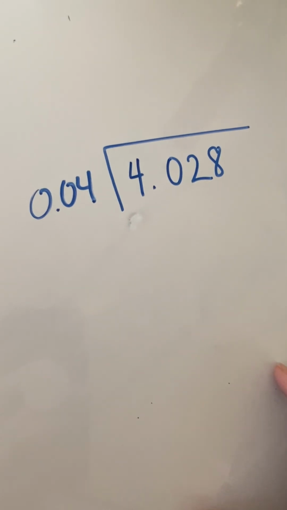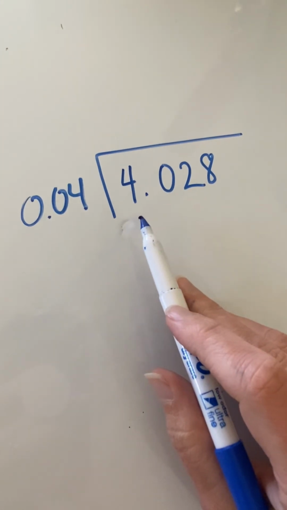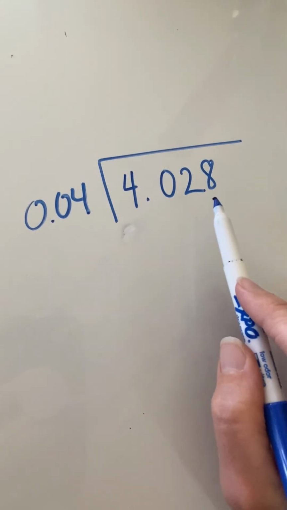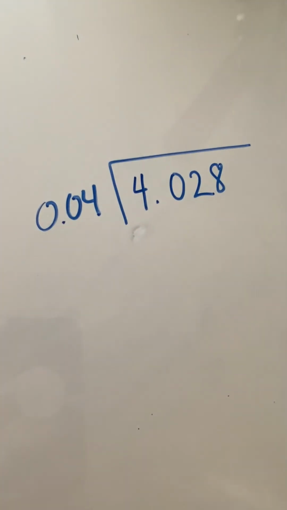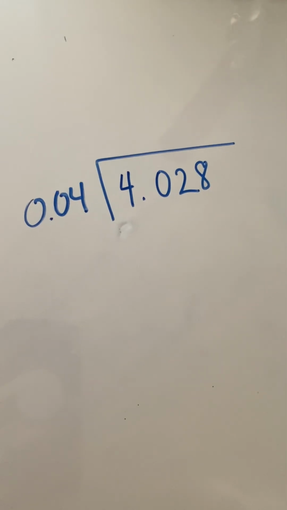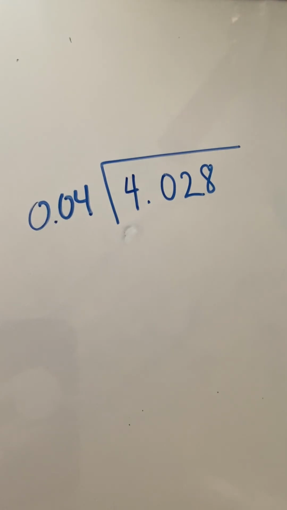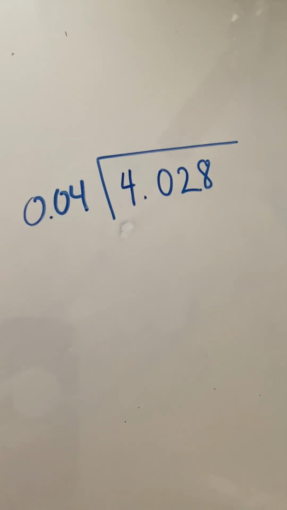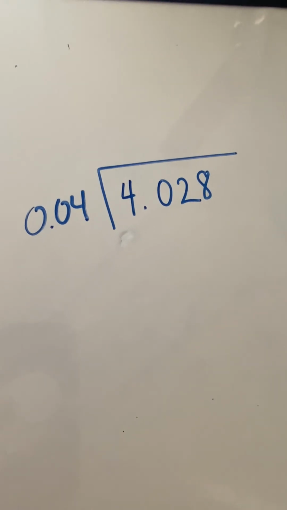Okay, so now we're dividing by decimals. Okay, so I've written out 4 and 28 thousandths divided by 4 hundredths. These problems that I'm getting, most of them are coming from page 21 on the bottom, the practice problems. This is letter F on that page.